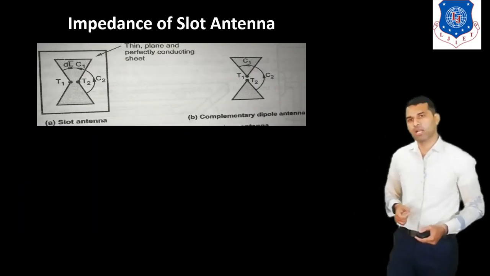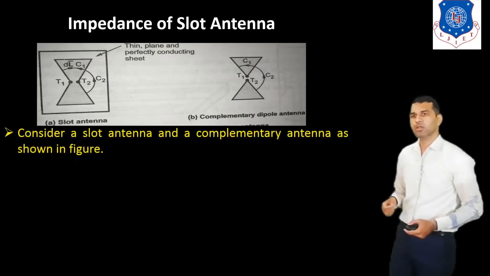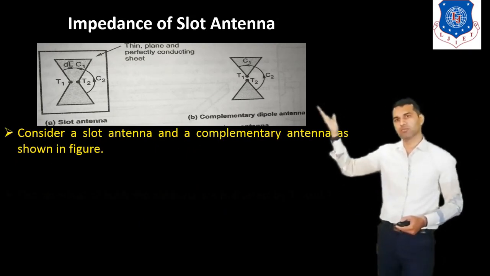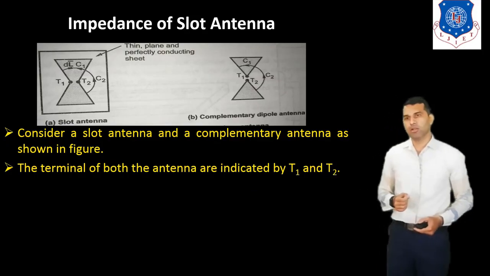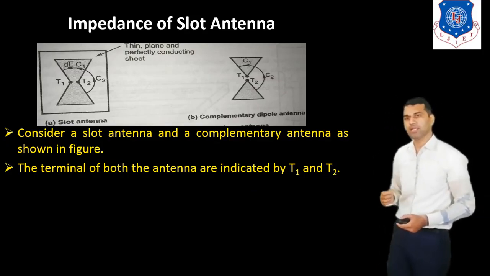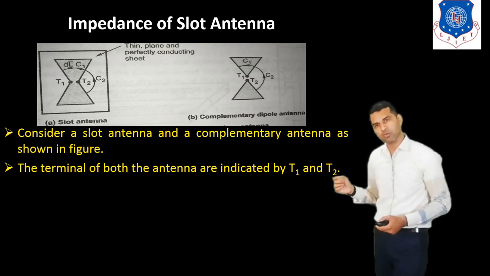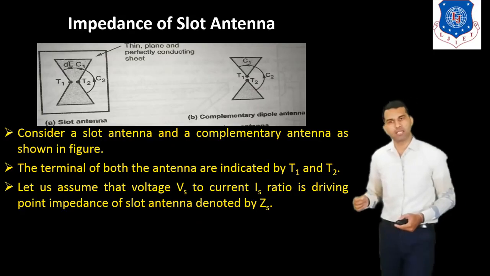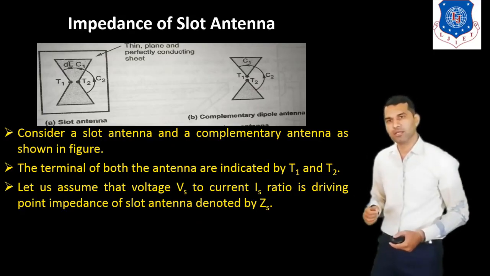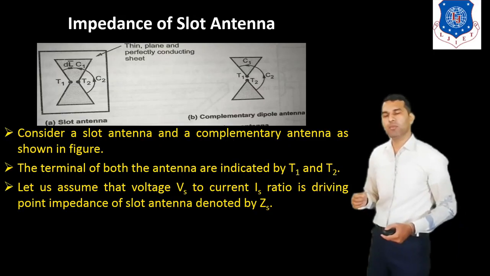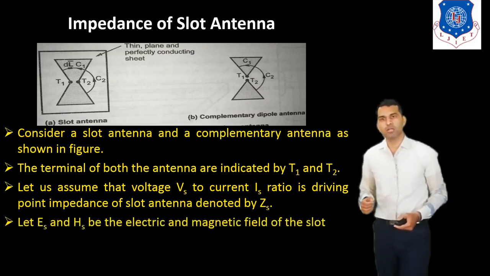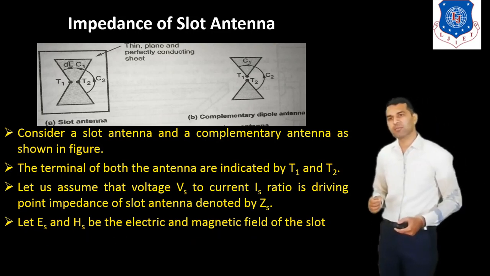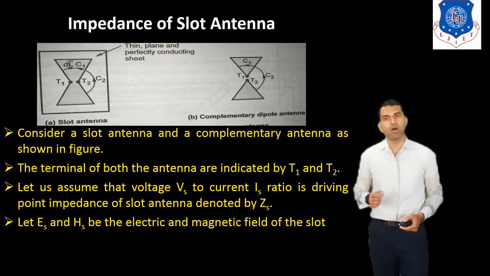Now the impedance of the slot antenna. Consider a slot antenna and a complementary antenna as shown in this figure. The terminals of both antennas are indicated by T1 and T2. Let us assume that the ratio of voltage Vs to current Is is the driving point impedance of the slot antenna, denoted by Zs. Let Es and Hs be the electric and magnetic fields of the slot.